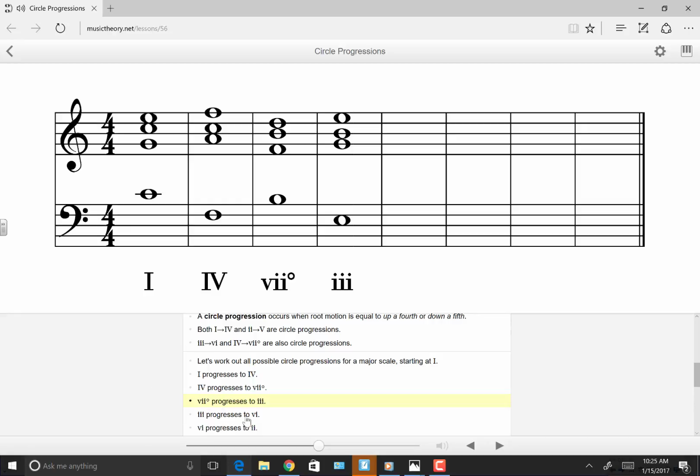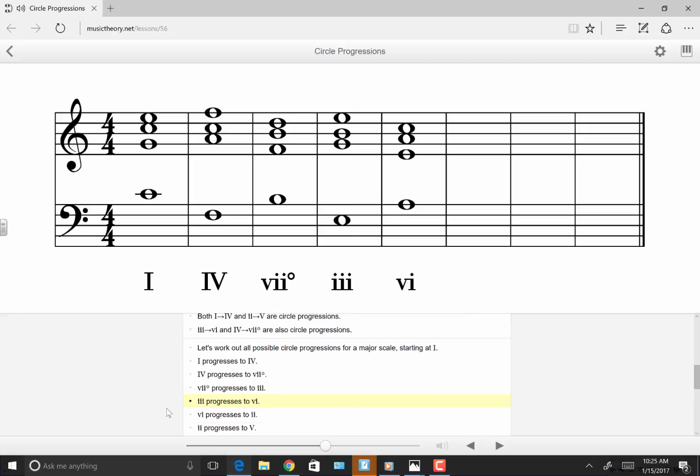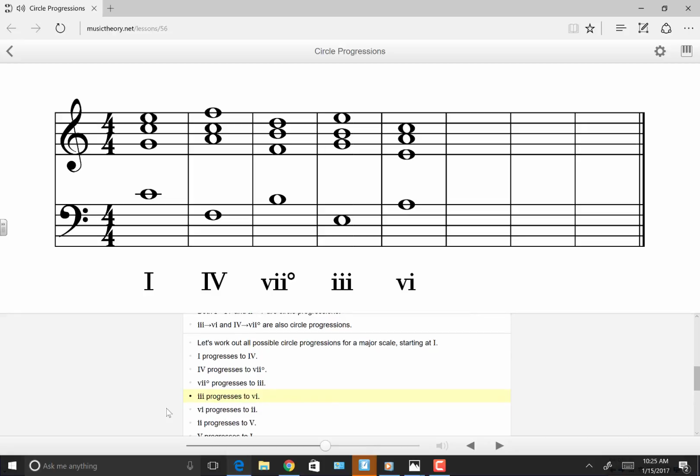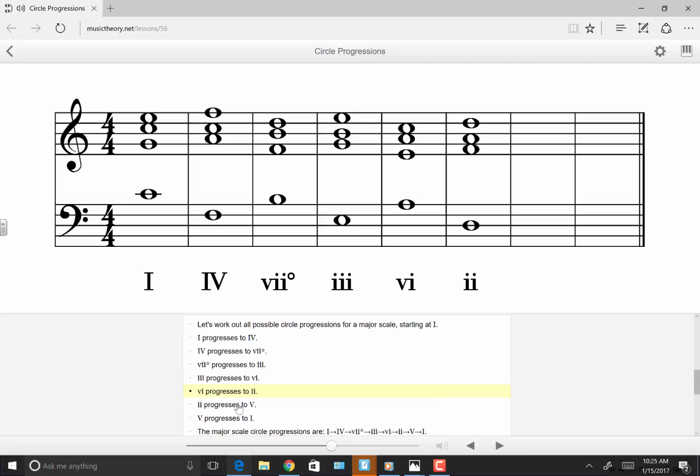From 3, we can progress to 6. 4, 7, 3, 6. 6 would go to 2. 2 loves to go to 5. And 5 loves to go to 1. And so there's our circle progression for major. We start out on the 1 chord, and we travel the circle progression 473 6251.